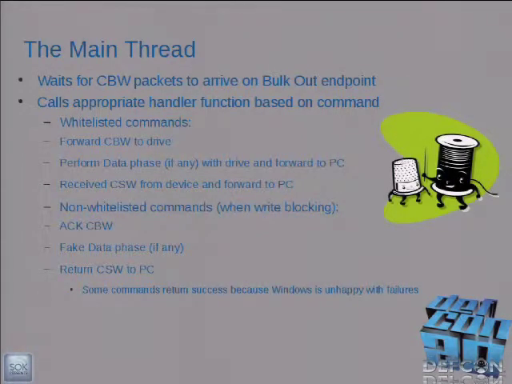All right. So the main thread sits around, waits for packets to come in. If it's a whitelisted command, it forwards on. It forwards on things like command block wrappers, performs the data transport phase, does a little man-in-the-middle action, and does the CSW passing. All right. If you're write blocking, if there are non-whitelisted commands, it just says, hey, yeah, I got your command. And then it does any sort of data transport phase, and then it says, you're good, it worked, all right?